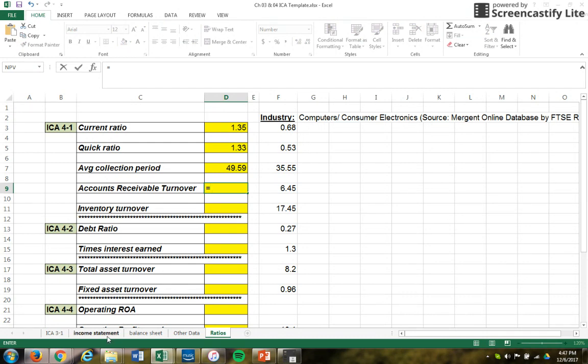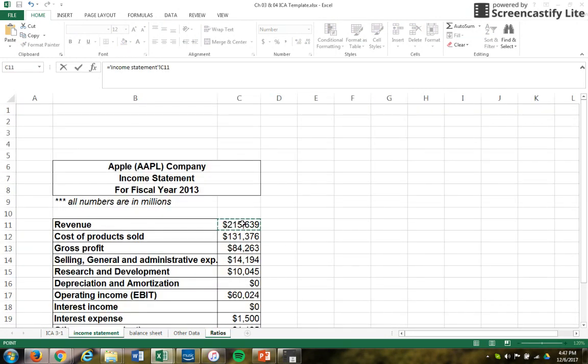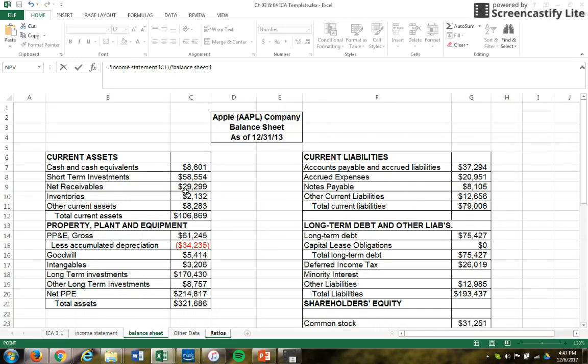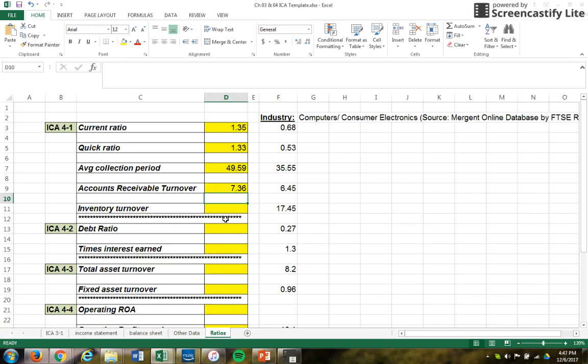We're going to type in the equal sign to start our formula. We know our sales is found on our income statement. Revenue of $215,639 divided by my accounts receivable. We click on our balance sheet, and that would be under net receivables of $29,299. So that gives us an accounts receivable turnover of about 7.36, which again we want higher. For this one, higher is better.